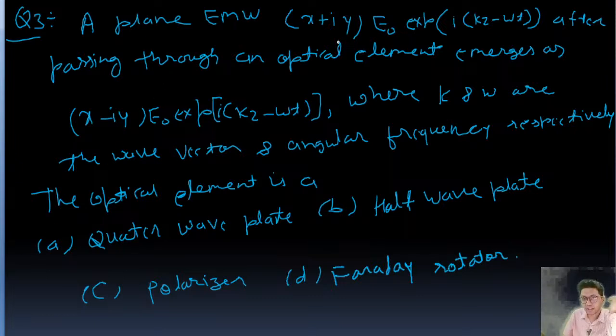So this is the question. A plane electromagnetic wave, as given, after passing through an optical element emerges as this electromagnetic wave. Where k and omega are the wave vector and angular frequency, what is the optical element? Is it a quarter wave plate, a half wave plate, a polarizer, or a Faraday rotator? That we need to find out. I'll tell you some points, then it will be clear. First, you need to understand the retardation plate.